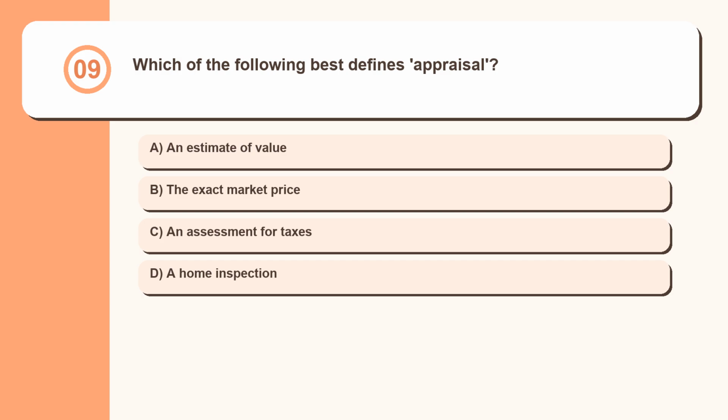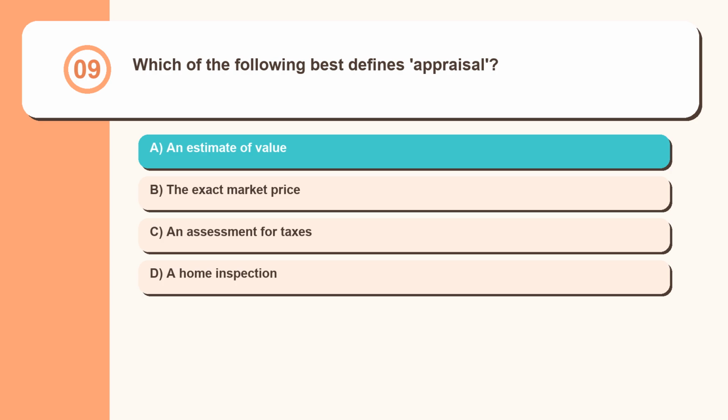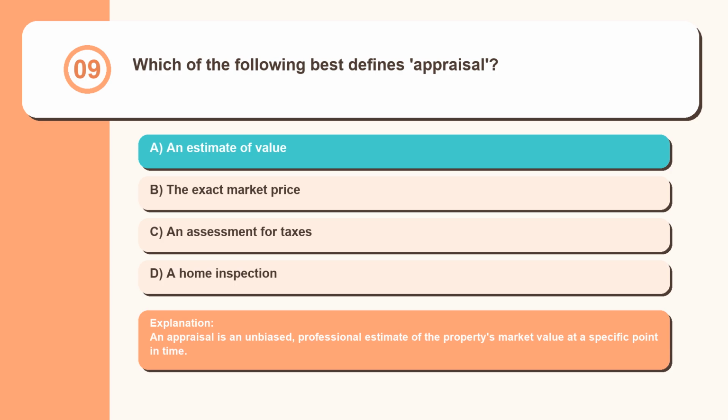Question 9. Which of the following best defines appraisal? An estimate of value, the exact market price, an assessment for taxes, a home inspection. An appraisal is an unbiased, professional estimate of the property's market value at a specific point in time.